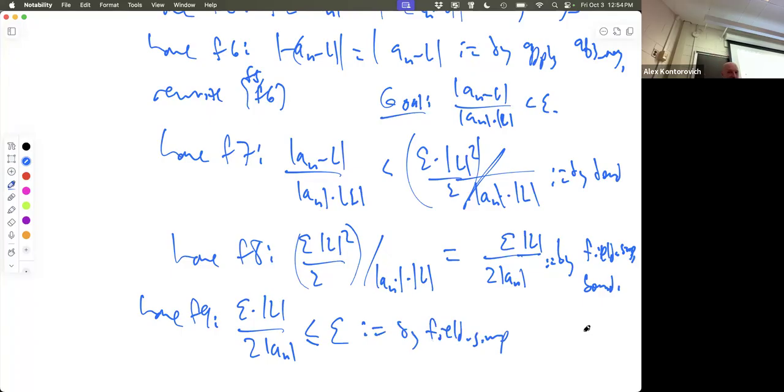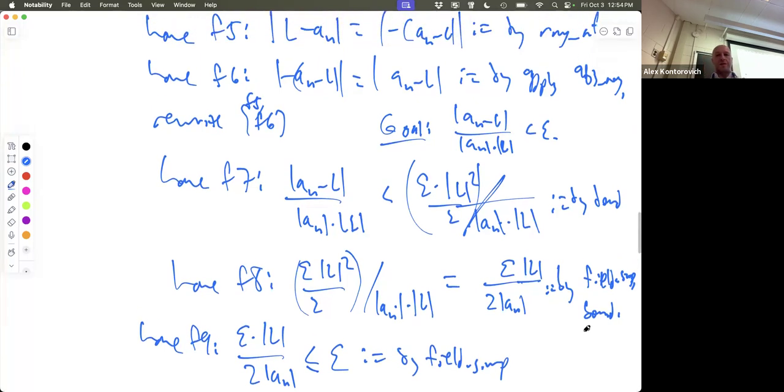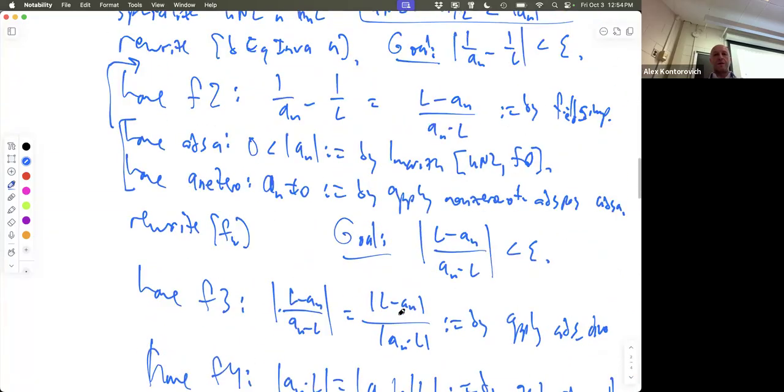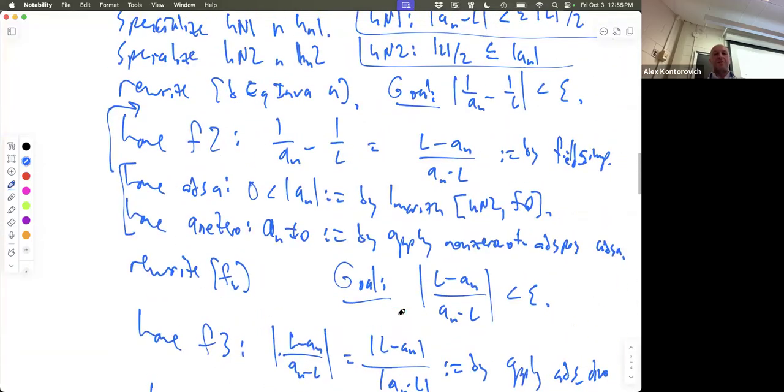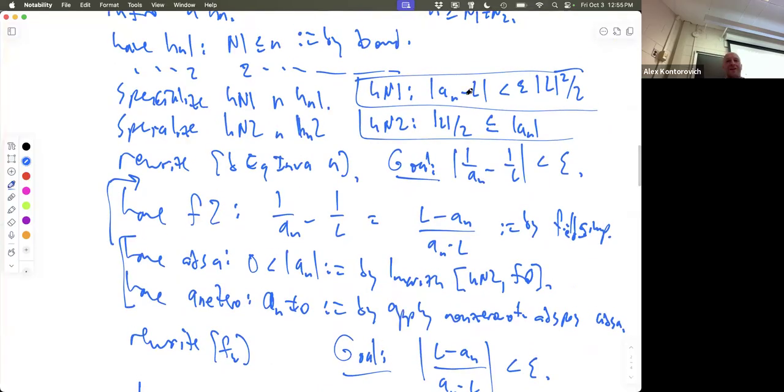Jeffrey: For F8 and F9, could you also prove it by linarith, wherever you define it to be less than epsilon? The problem is it's in the denominator. Yeah, we have this HN1. There's stuff in the denominator, and this is also in the denominator. So it's not going to be so easy.